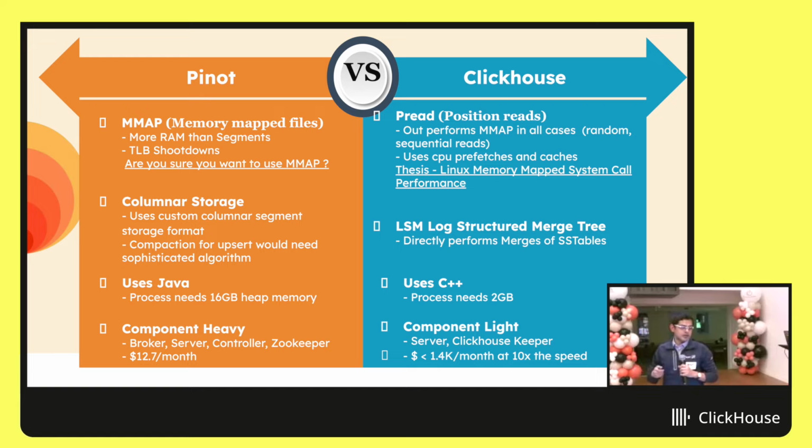And Pinot is very component heavy. There are brokers, servers, minions, and controllers. Towards the end, we were paying about $12,700 a month. Whereas when we went to ClickHouse, it was almost $1,500 a month. And that too, we are over-provisioned right now, because with Pinot we had some problems, so we wanted to ensure let's over-provision now and change it later.